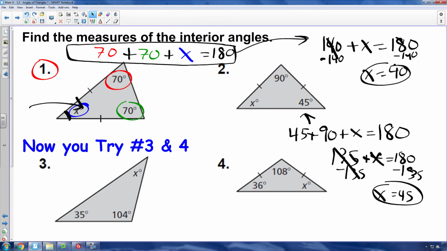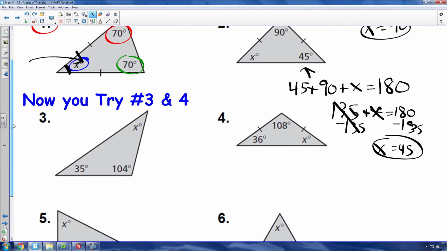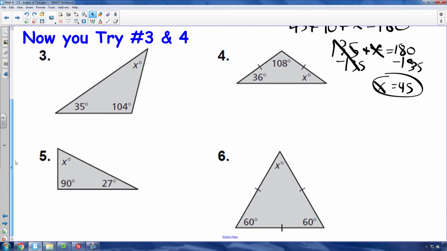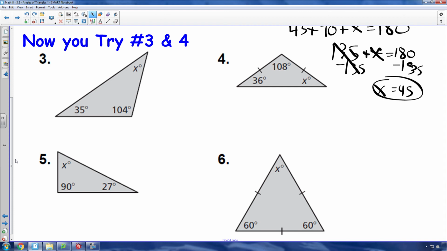So I want you to pause the video and try numbers 3 and 4. It's important that we pause the video and try numbers 3 and 4. I might do another one when there's time.